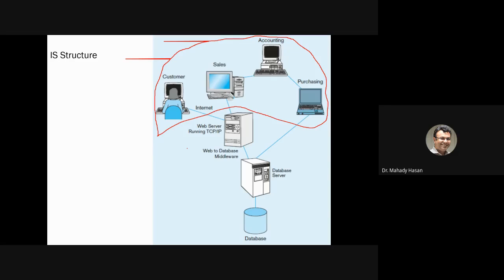We have accounting which is connected with sale. Sale is connected with web. Web is connected with database. So how many tiers are there? 4-tier. Very good. So this is again multi-tier.